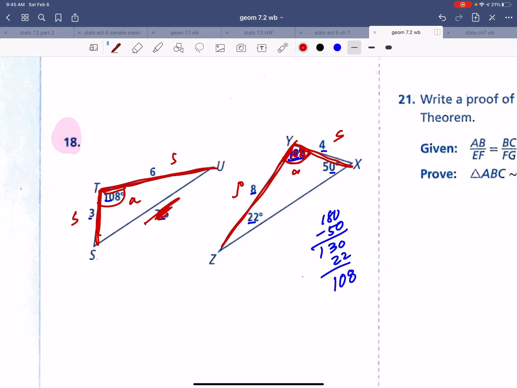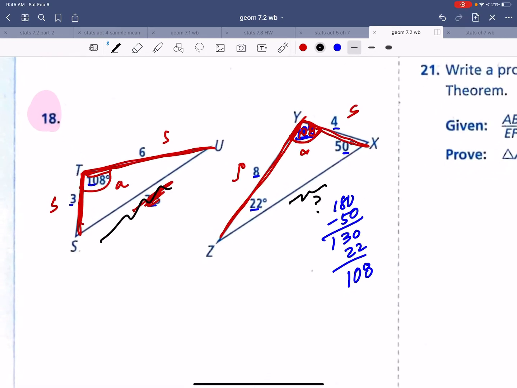I'm going to ignore this third side. It's not really playing a part in there. And then also notice I don't even know that side, so I can't use it. Okay, so the angles are definitely the same. Let's order the sides least to greatest. So in this triangle, I have 3 and 6. And this one I have 4 and 8. That's looking good. 0.75 is equal to 0.75.